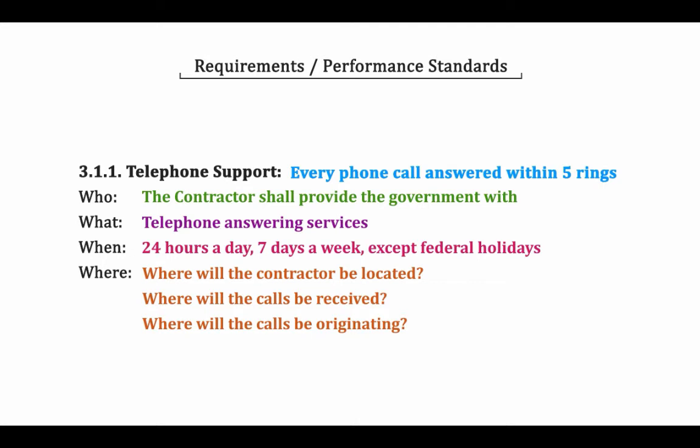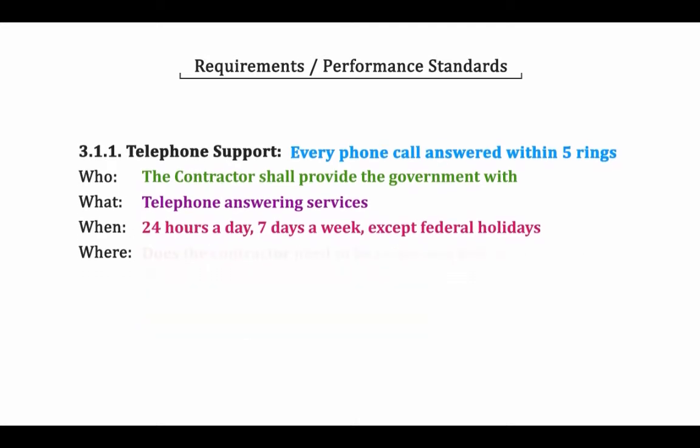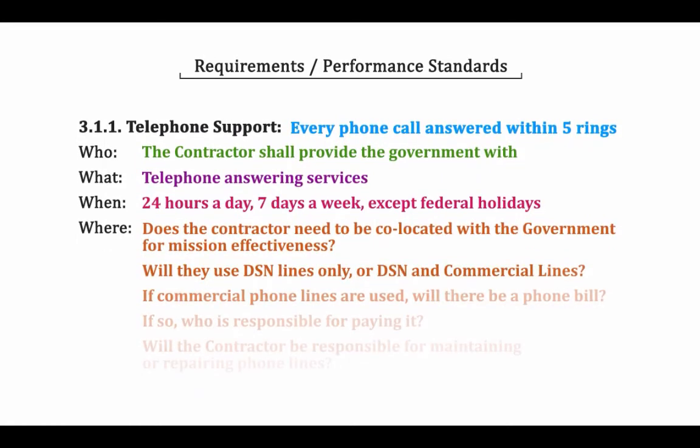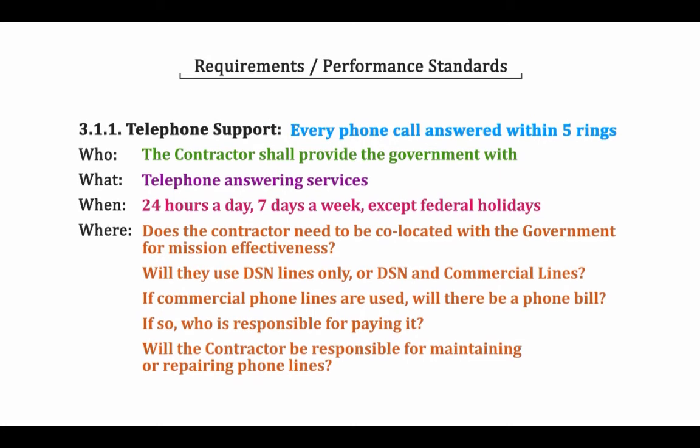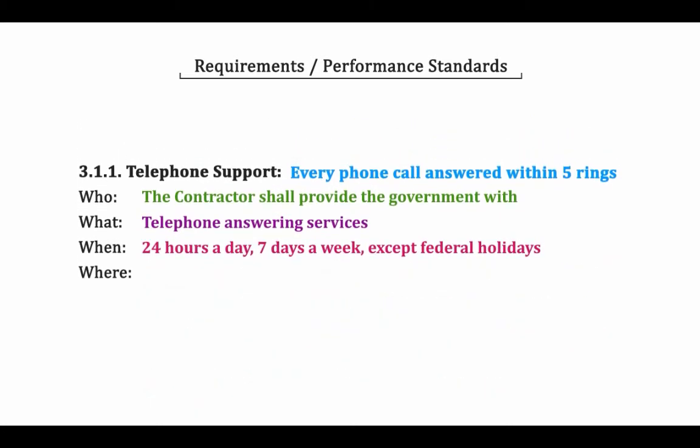While answering these questions, we recognize new questions that needed answers, like, does the contractor need to be co-located with the government for mission effectiveness? Will they use DSN lines only, or DSN and commercial lines? If commercial phone lines are used, will there be a phone bill? If so, who's responsible for paying it? Will the contractor be responsible for maintaining or repairing phone lines? As you can see, this opens up a whole new line of questions that will need answers.